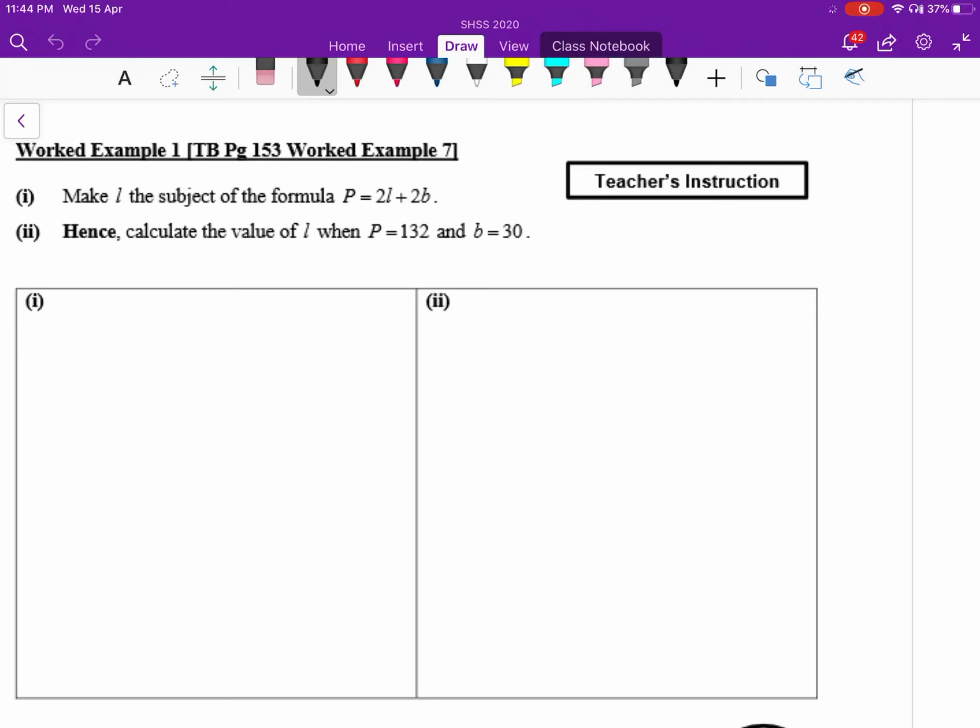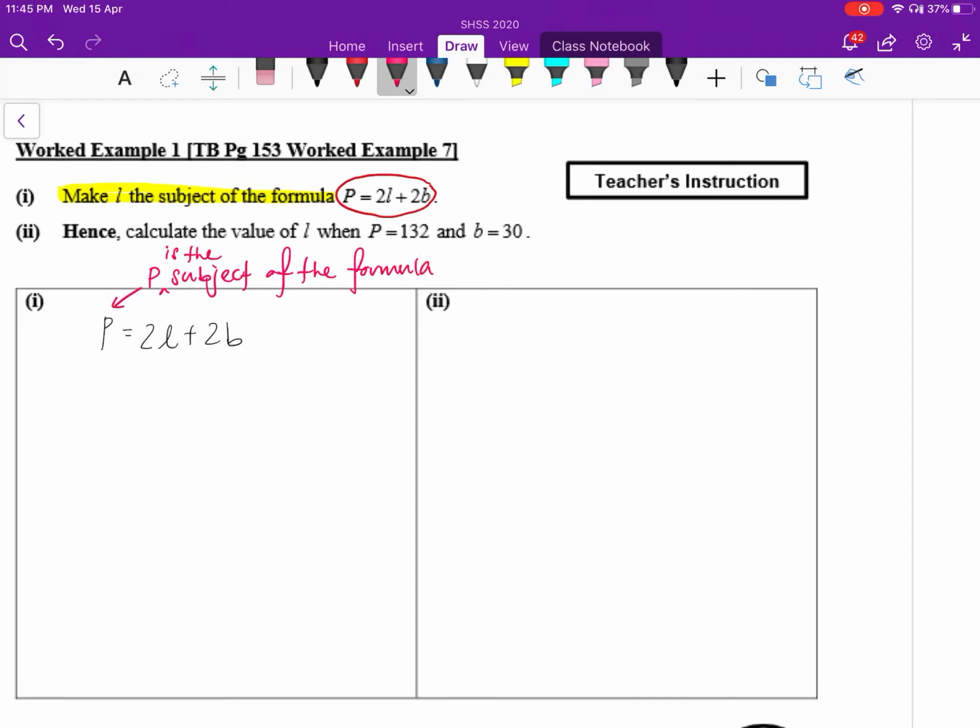If you take a look at work example 1, it says make L the subject of the formula. And you have a formula like this. P equals 2L plus 2B. In this equation, P is the subject of the formula.